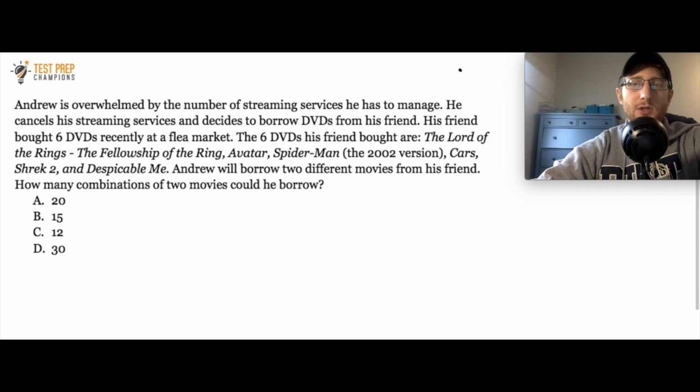So for combinations questions, there's really 2 different ways to think about them. The first way is to just work them out by hand. So you could say, okay, the 2 combinations could be the Lord of the Rings and Avatar, say. Or it could be the Lord of the Rings and Spider-Man. Or he could do Lord of the Rings and Cars. And you could just keep going and work them out this way by hand. It might take you a little while to do it, but that is a valid way to do this question.